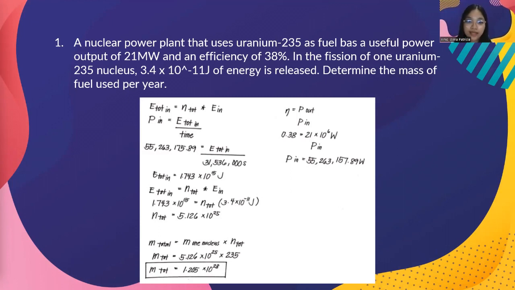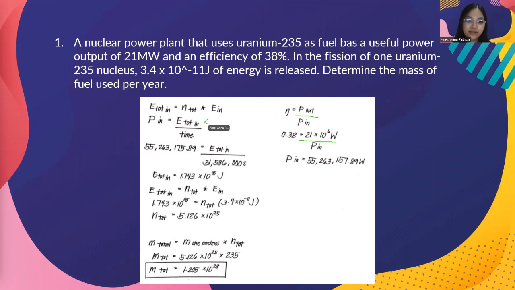So in order to find that, we will be using the formula here on the right. I forgot to draw a line underneath here. So our efficiency is equal to our power out over power in. So our efficiency, 38% is equal to 21 times 10 to the power of 6 since it's megawatts over our P in. Calculate that and you get your P in as 55,263,157.89 watts.